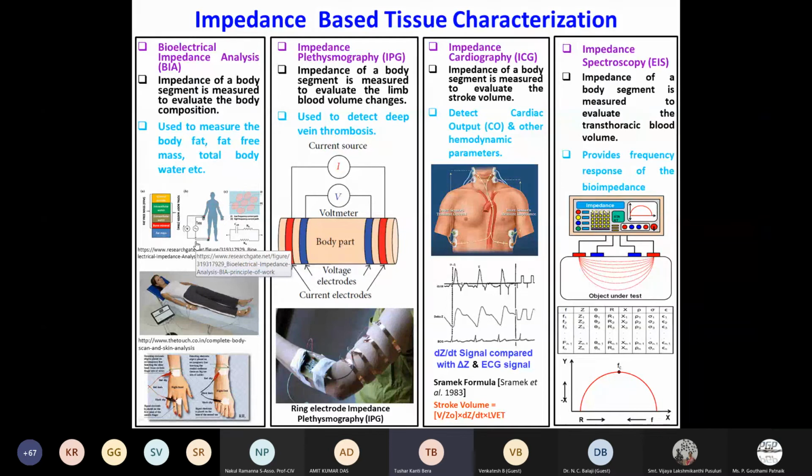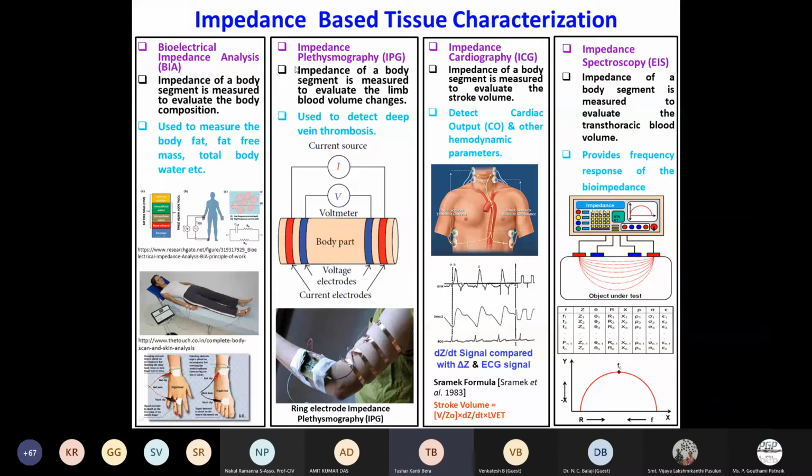Some instruments are also available with different frequencies, like it will inject at 10 kilohertz, then it will measure at 500 kilohertz also. So that type of frequency can be utilized for measuring body composition, like body fat and body water, and those parameters will also be helpful for detecting a number of diseases.